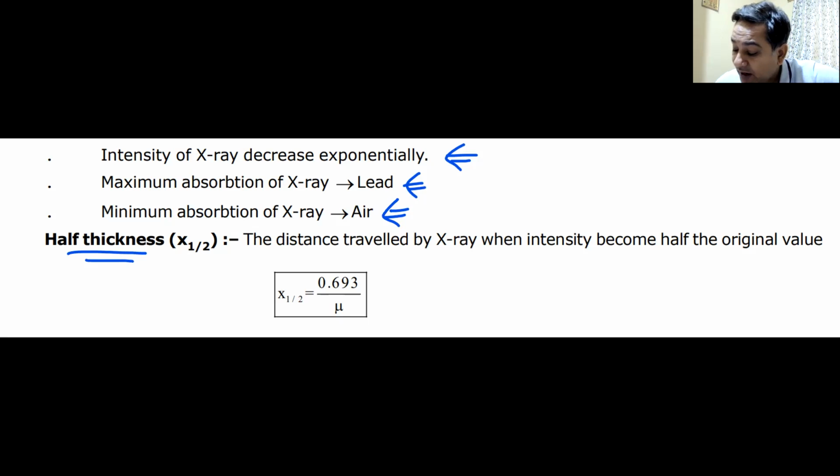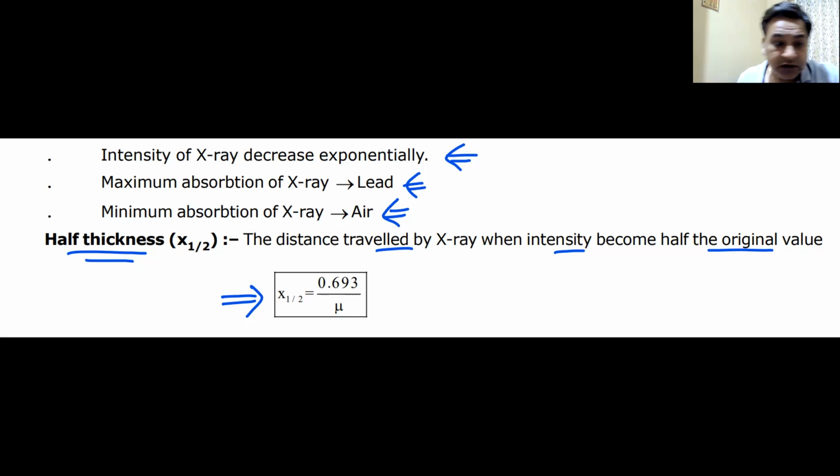Yes, sir. So half thickness is the distance traveled by X-ray when the intensity becomes half, and the formula is 0.693 by mu. Don't ask me how it comes. This is the value it comes. Please note it down. Have you noted it down, bacha?